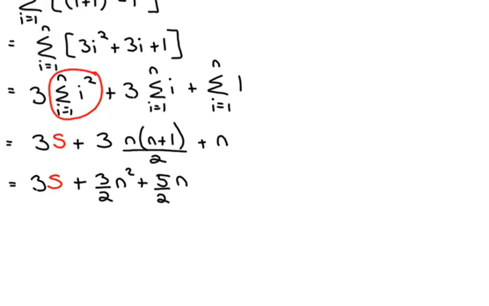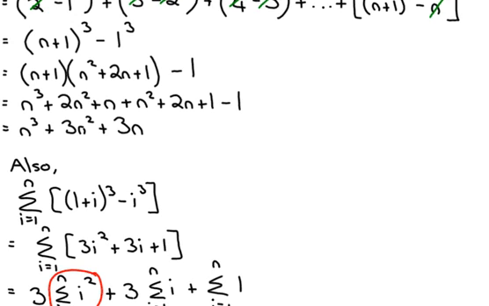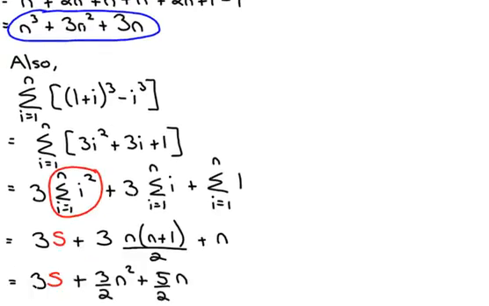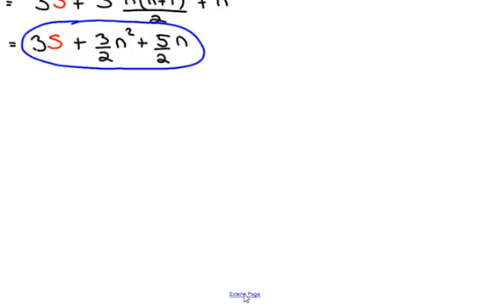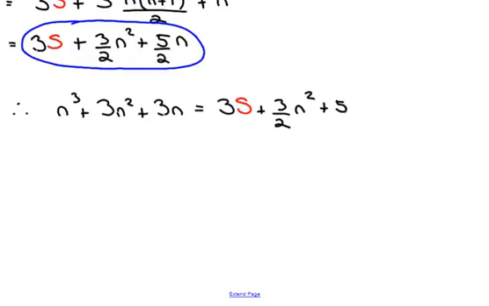So now we have two expressions for the same thing. This is equal to that. Let's circle it here in blue. It's equal to that. And the same telescoping sum is equal to that. Which means that we can equate them and solve for S. So therefore we have the first equation, n cubed plus 3n squared plus 3n, is equal to this one, which is 3S, this S is the sum we want, plus 3 over 2 n squared plus 5 over 2 n.